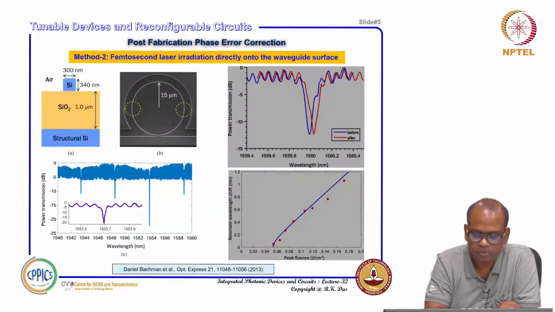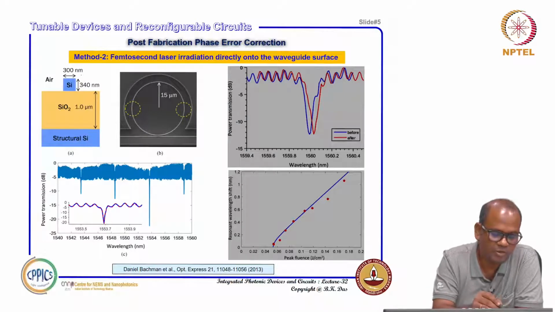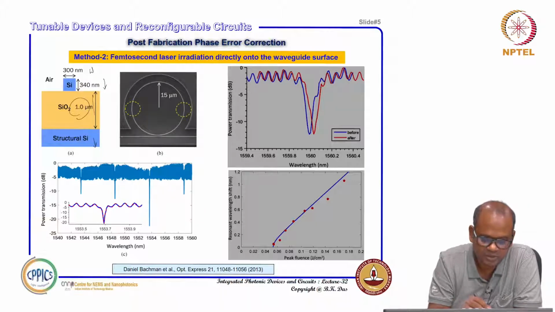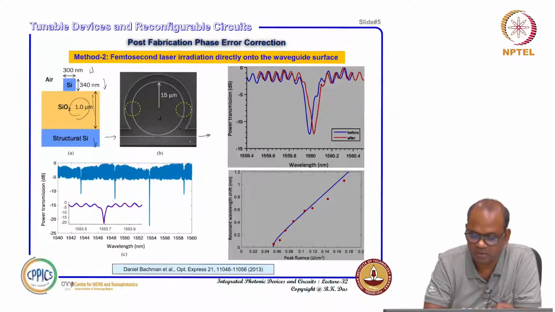Okay. Now some of the results of this femtosecond laser irradiation directly onto the waveguide surface. Suppose you have a waveguide with width W of 300 nanometer and height 340 nanometer, with a 1 micrometer silicon dioxide box layer, and structural silicon, and this is the fabricated ring. Okay. This is your bus waveguide. Both sides are oxide, and this particular region is the ring structure. It can be input and it can be output, you can consider here.